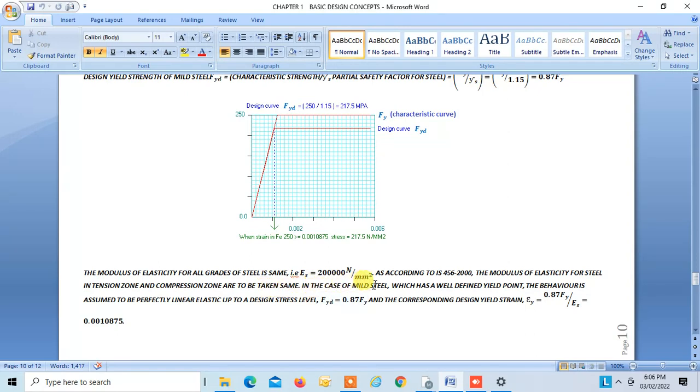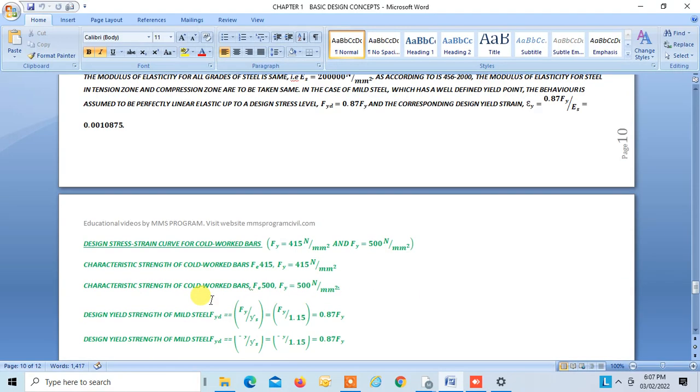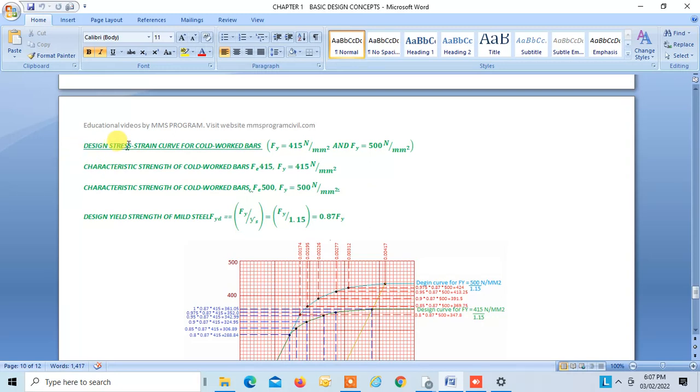In case of mild steel, which has a well-defined yield point, the behavior is assumed to be perfectly linearly elastic up to a design stress level fyd, 0.87 fy. So this is linear. And the corresponding yield strain is found by this formula, 0.87 fy by Es, that is equal to 0.0010875.